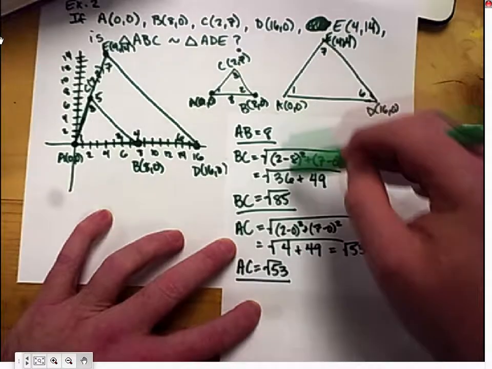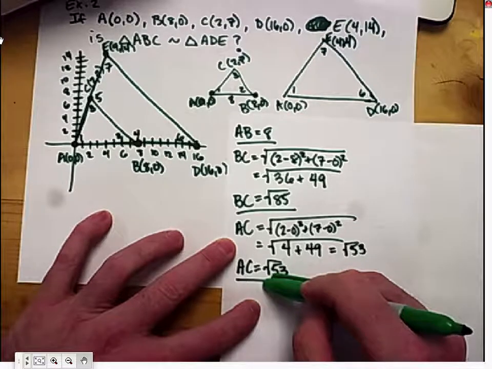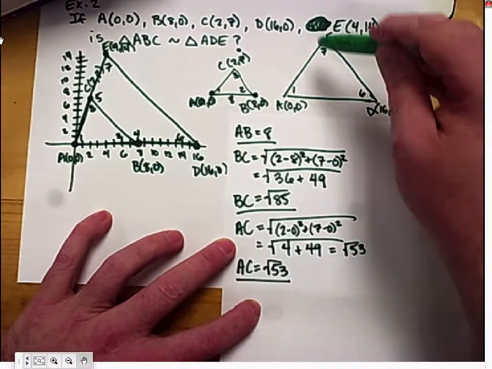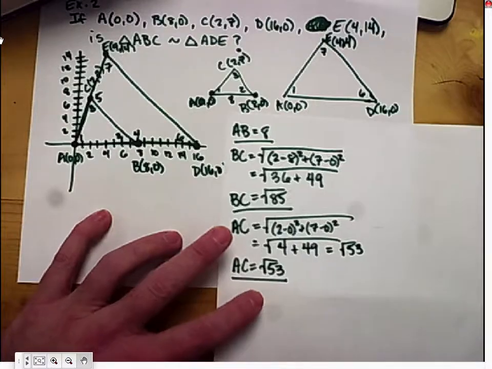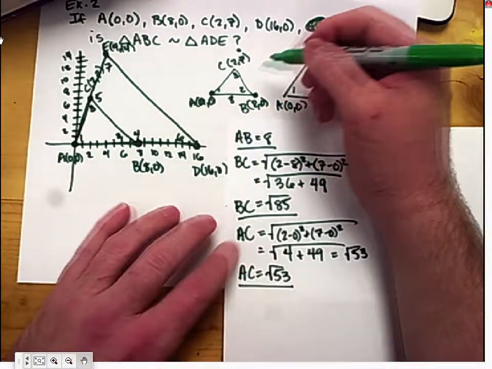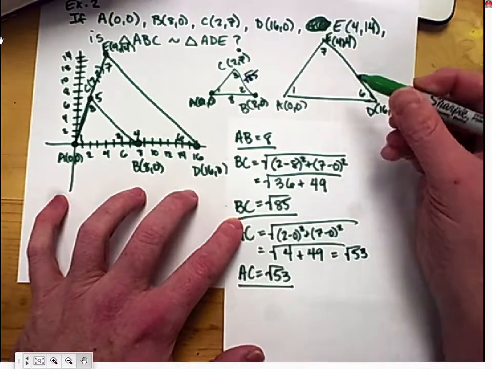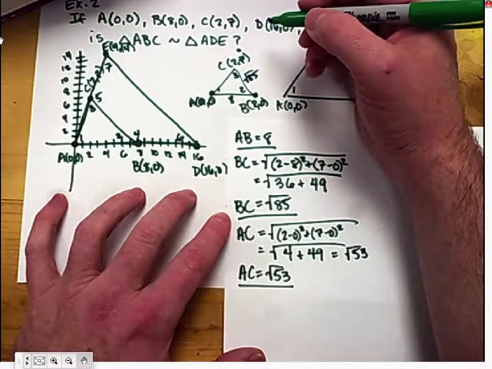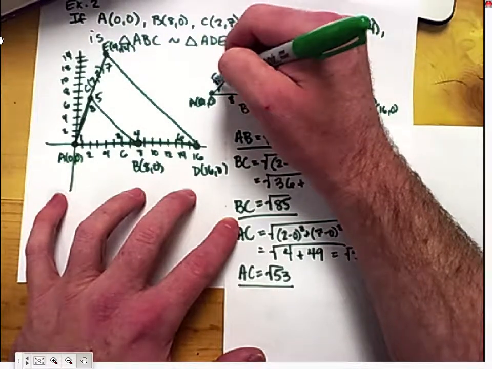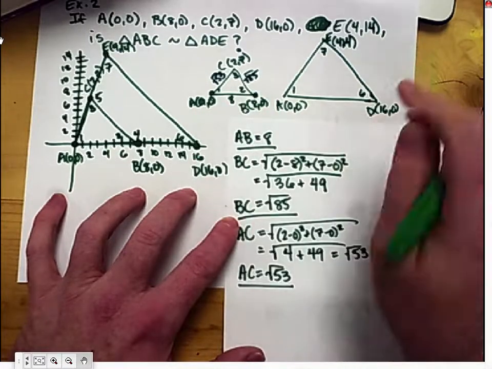So we've got AB, we got BC, we got AC, right? So we need to find all three sides of the other one. So AB is 8, BC is the square root of 85, and AC is the square root of 53. Okay, what would correspond to AB on this triangle?